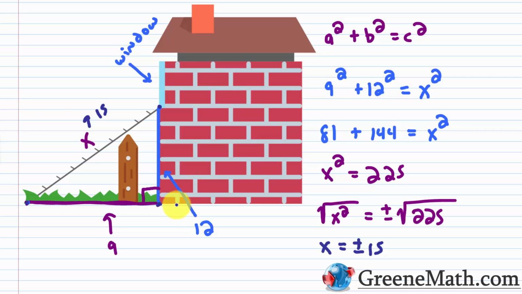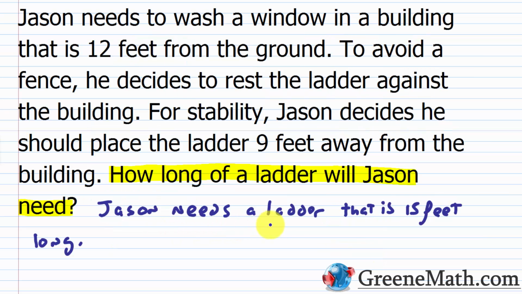So then we're asked, how long of a ladder will he need? Well, again, we see that we have a right triangle, and so we can use our Pythagorean formula. We plugged in, we got 9 squared plus 12 squared equals x squared. X was the length of the ladder. And so we got 81 plus 144 on the left side, which is 225. So we ended up with x squared equals 225. We took the square root of each side, right? And we found that x equals plus or minus 15. We threw out negative 15 because it didn't make any sense. So that's how we got our solution, where we said that Jason needs a ladder that is 15 feet long. Okay, so this solution is correct.